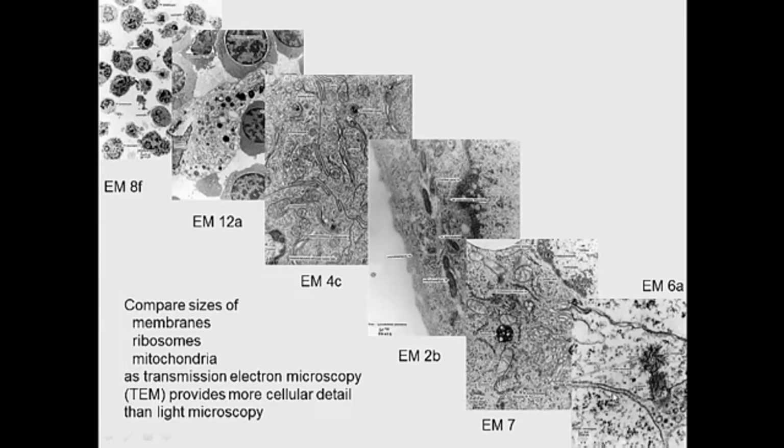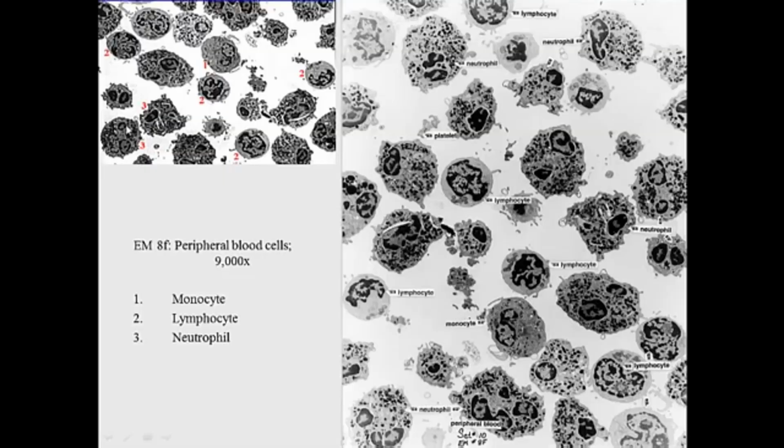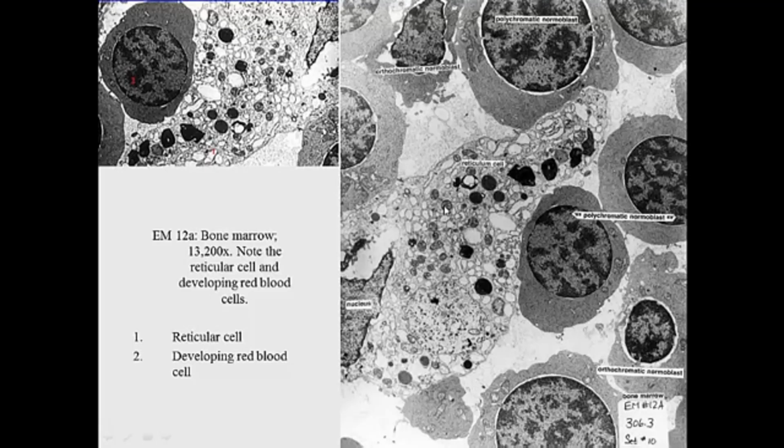Here we can see the lipid bilayer in the membrane. We cannot see it over here. So if we start with a 90,000 magnification, we can see these neutrophilic granules that we talked about before, the monocyte. We can see mitochondria. We can see some granularity in these lymphocytes, but you can see mitochondria for sure.